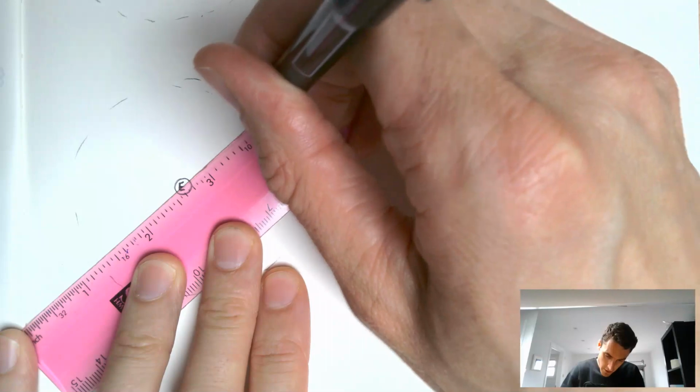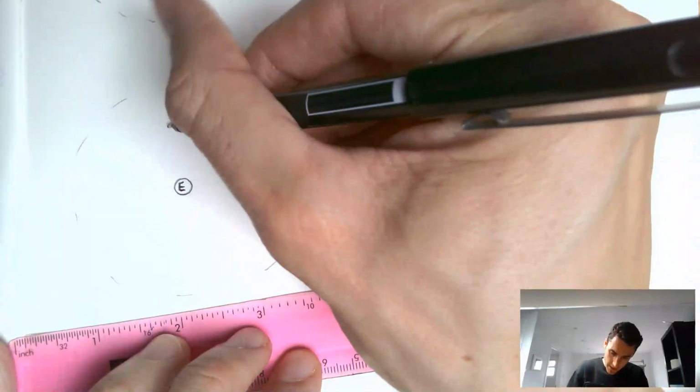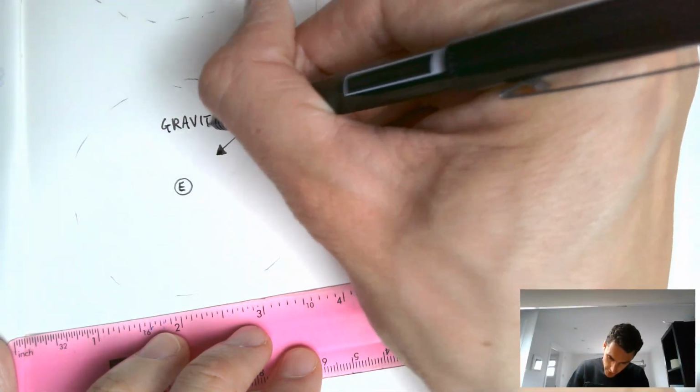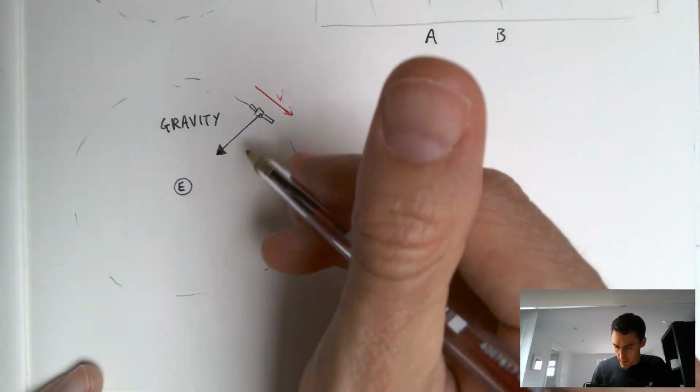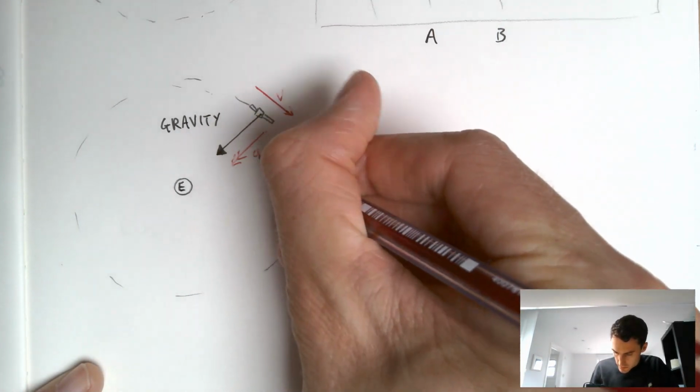So I'm going to draw my force in towards the centre of the circle, like that. And I'll just put gravity for now. Really, it should be the gravitational attraction. So that's the only force that's acting on this satellite. And therefore, this thing must be accelerating towards the centre of the circle.